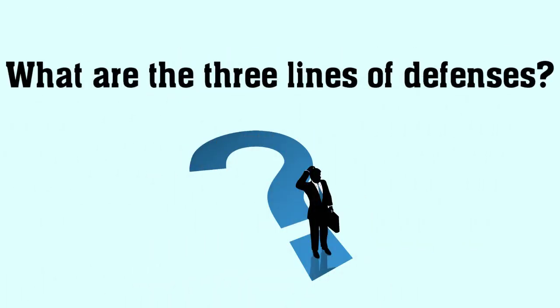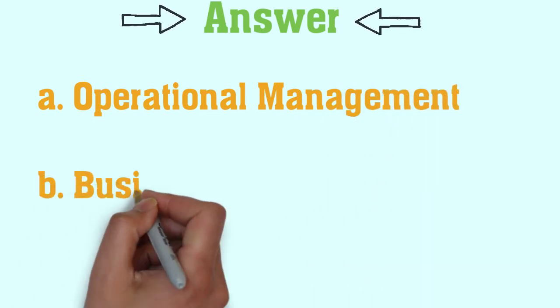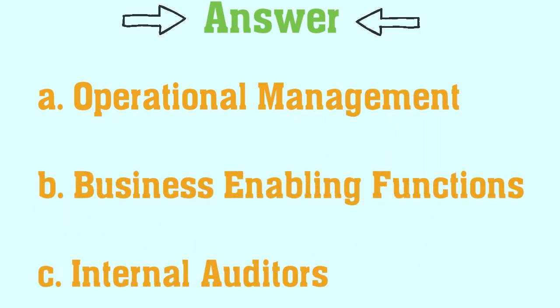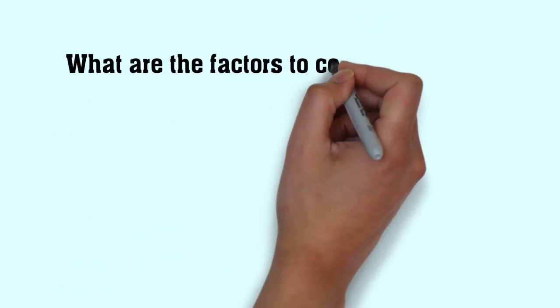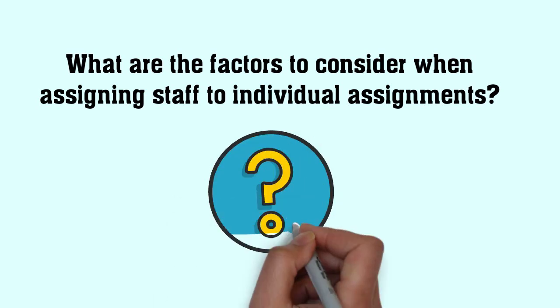What are the three lines of defense? A. Operational management. B. Business enabling functions. C. Internal auditors. What are the factors to consider when assigning staff to individual assignments?